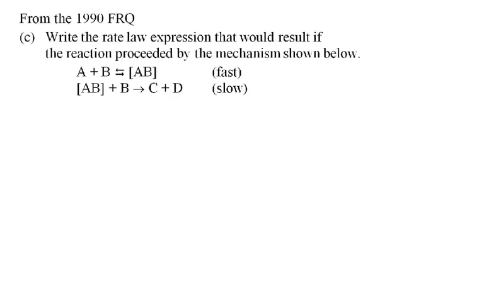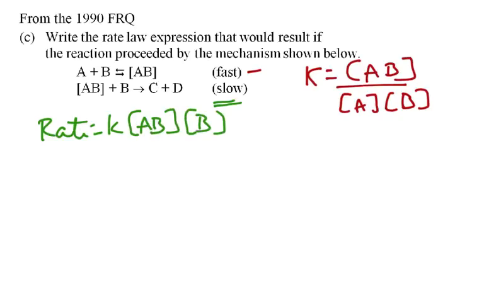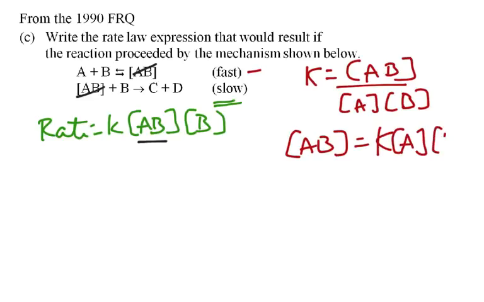Now this again has shown up in FRQs from time to time on the AP exam. So we can do the same thing. Here's our fast equilibrium, so Keq is equal to the concentration of AB divided by the concentration of A and the concentration of B. We can see that the rate law is the rate of the slow step, so rate equals k times AB times B. Now AB is an intermediate, so that's going to go away. So I'm going to substitute in for AB, using my expression over here: the concentration of intermediate AB is equal to a constant times A times B.